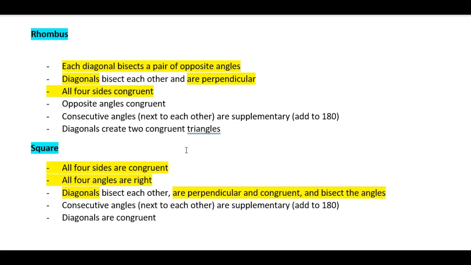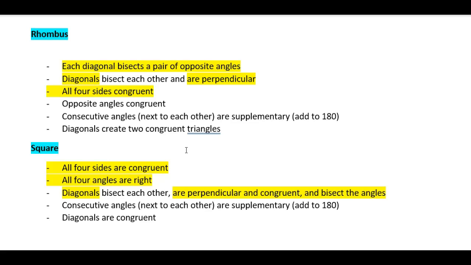So for a rhombus, the new stuff: opposite angles are congruent, consecutive angles are supplementary, all of that is the same as a regular parallelogram and rectangle. We've already learned those things. The new stuff is what I've highlighted. Each diagonal bisects the opposite angles. And the diagonals bisect each other, which we already knew, and they're perpendicular to each other, meaning that when the diagonals intersect, they form right angles.